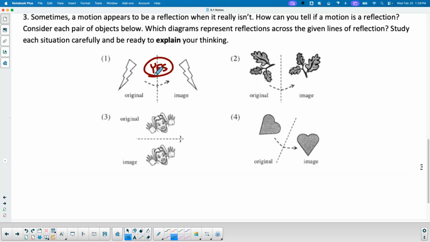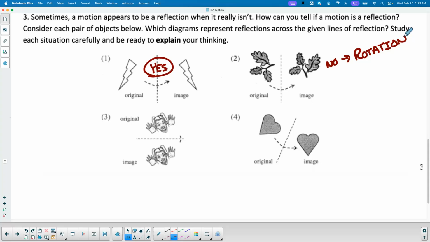Okay. What about number 2? Is number 2 a reflection? No, it's kind of rotated, right? Because we took this left one, and we spun it around a point and it ended up there. So I would say no here. This is a rotation.